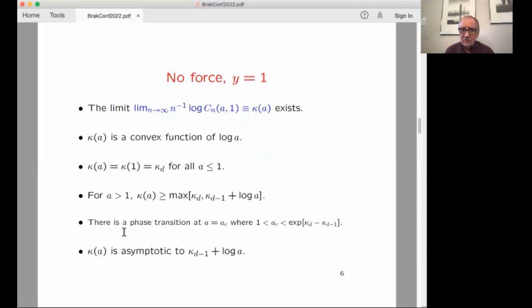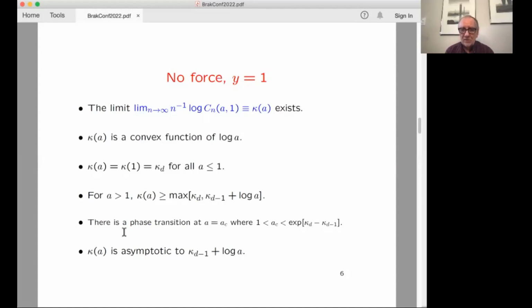So let's start with no force. First of all, the limit, as n goes to infinity, of n to the minus 1 log Cn of a1 exists. I'm going to call that kappa of a. That was first proved by John Hammersley, Glenn Torrey, and myself in 1982 or so. It's quite difficult to prove that that limit exists, or at least it seemed pretty difficult at the time.